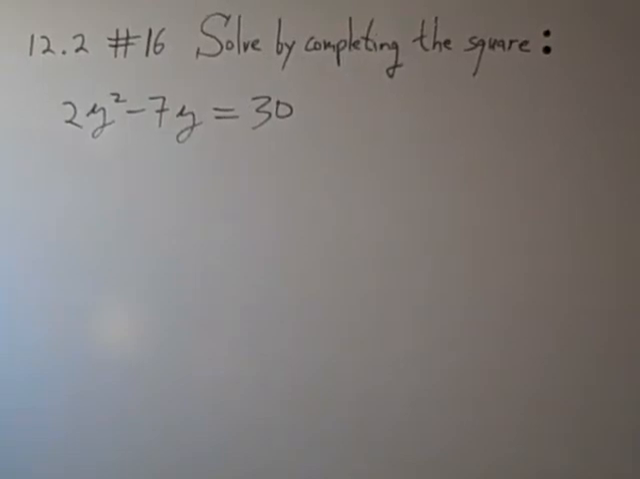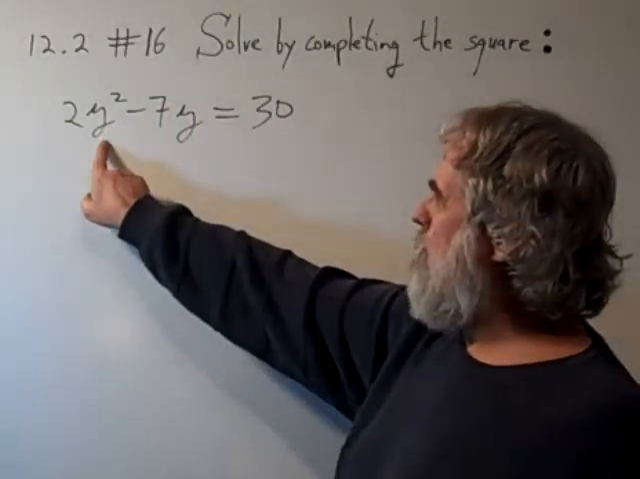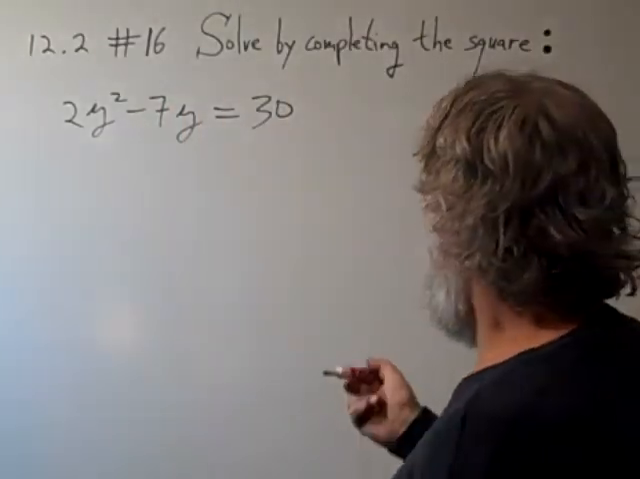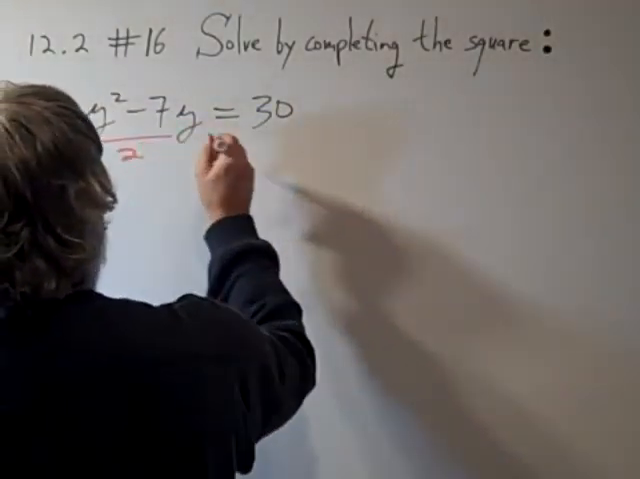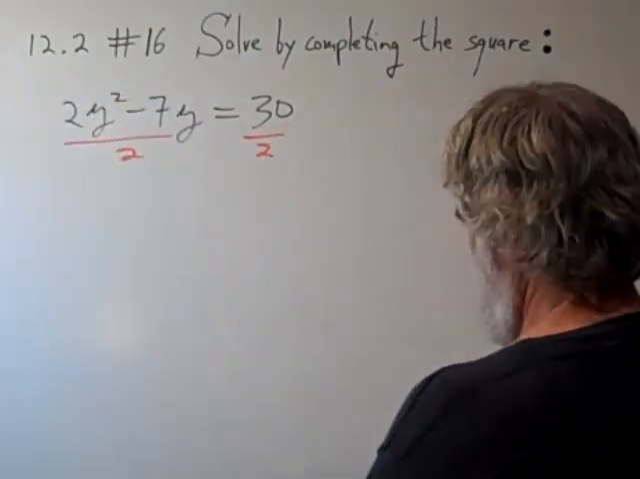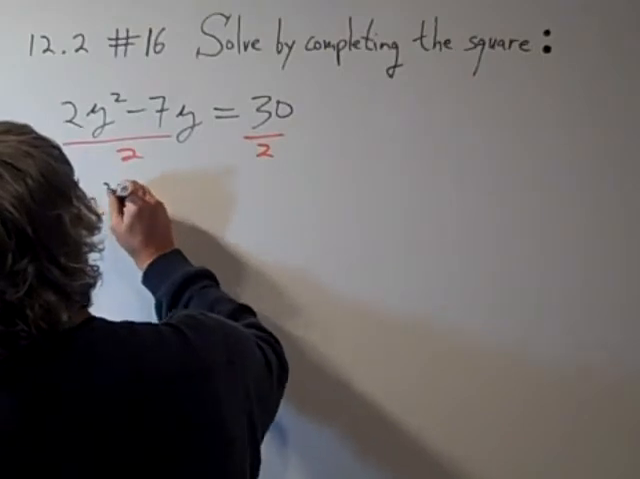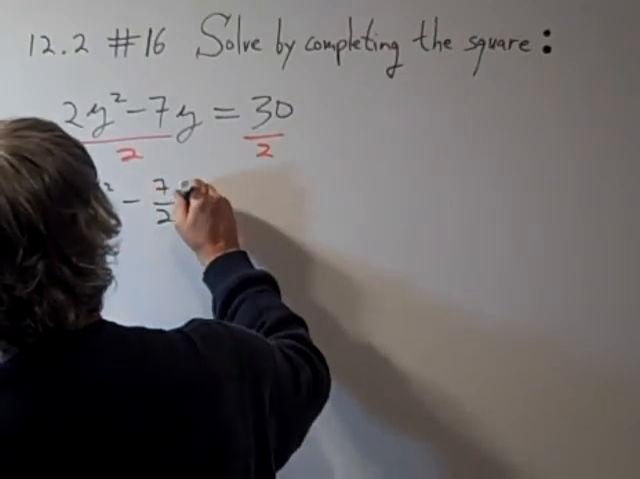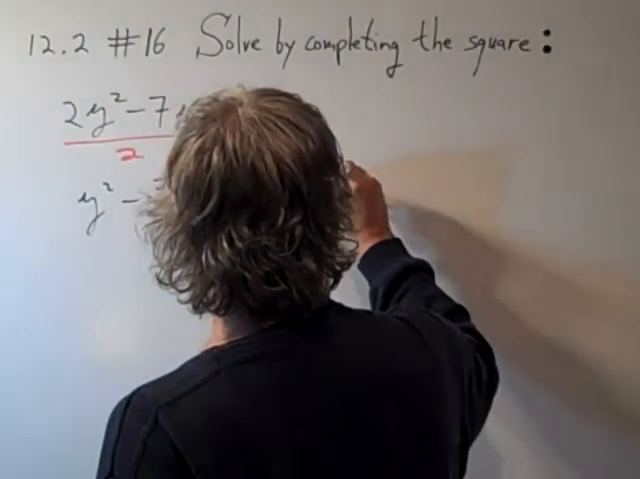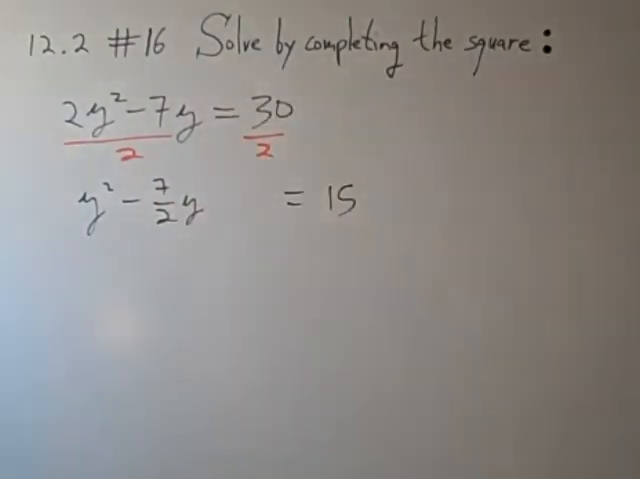Okay, we're going to solve this quadratic equation by completing the square. We need to start off with just plain y squared, not 2y squared. So divide both sides by 2 to begin with. This results in us having y squared minus 7 halves times y equals 15.